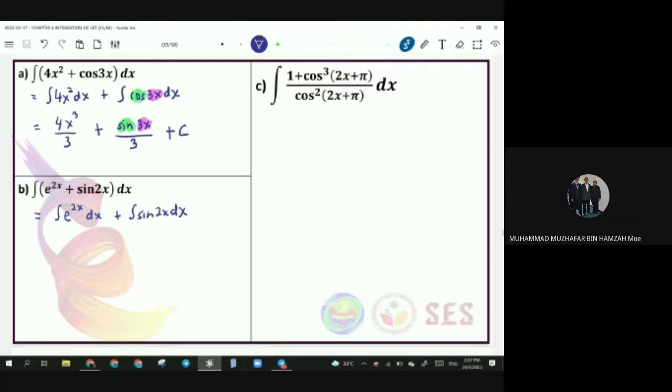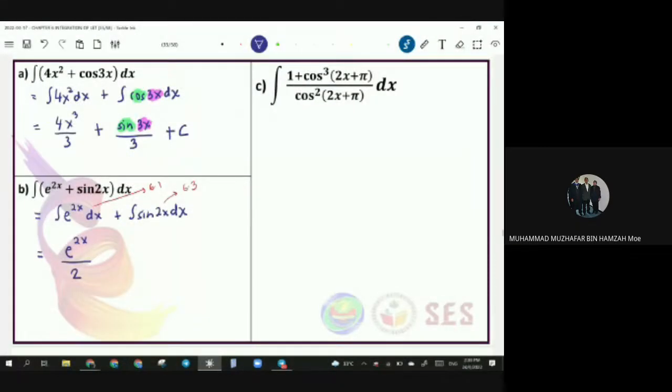Anyway, so integrate exponent e to x. So this one is in your chapter 6.1. And this one sine to x is in the chapter 6.3. Later on, maybe ada 6.2 pula lah. So integrate e to x, we just need to rewrite the exponent again and make it over 2 lah.